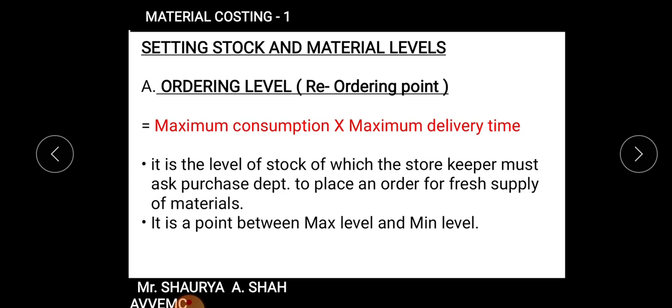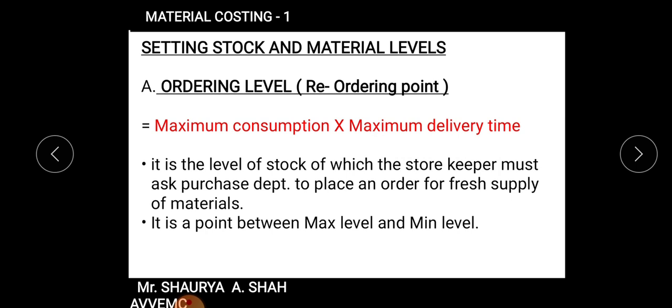So what is ordering level? Ordering level is the point at which the storekeeper keeps the order of fresh supply of materials. It is the point between maximum level and minimum level. As I told you, minimum level suppose is 10, maximum level is 100. So any point of time it goes near to your minimum level, then the storekeeper will ask to purchase the new material. What is the formula? You need to note it down quickly, students. It is maximum consumption into maximum delivery time.